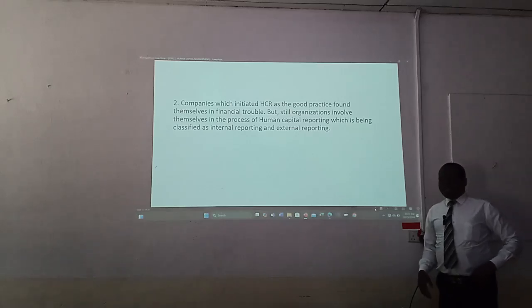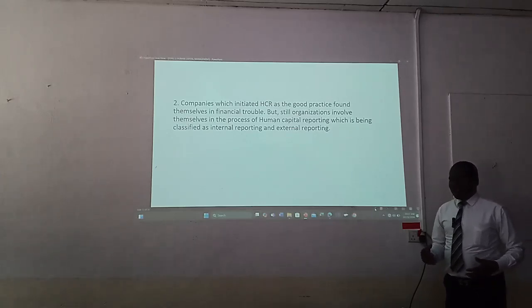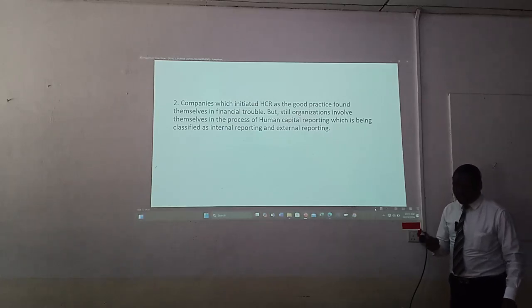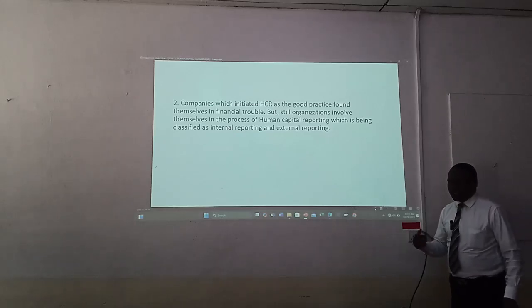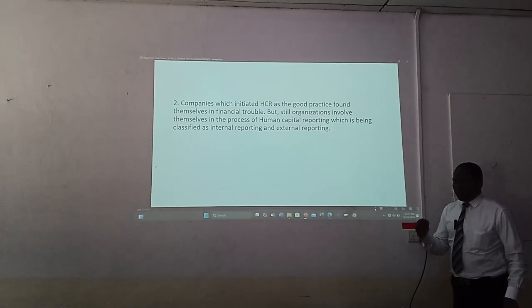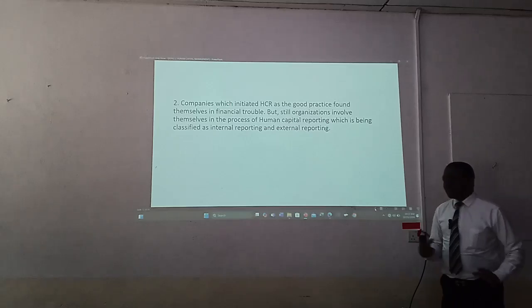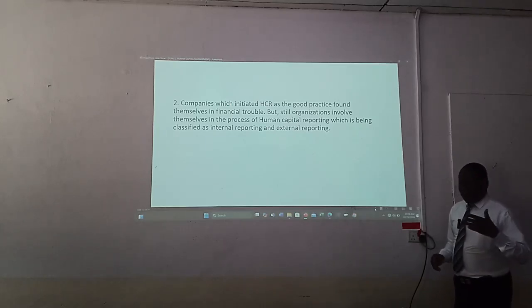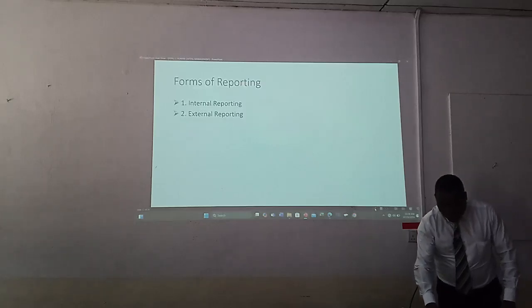So, the fact that you don't have to use a mathematical system of valuing your people does not mean that you cannot value your people. You can still value your people even though your organization is having difficulties, is having problems in finance. So this kind of reporting is in two areas, that is external reporting and internal reporting.